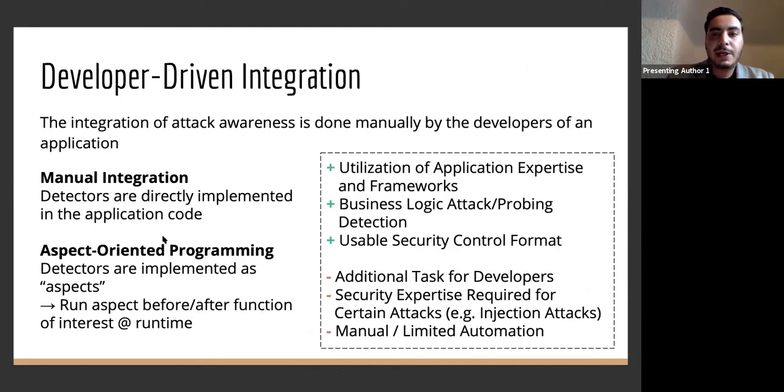To some degree, you can reduce this implementation effort by using programming styles like aspect-oriented programming. The idea is that you summarize the detection logic in its own unit, which is referred to as an aspect. And then you as a developer would specify at which part of the application you want to run this aspect and at which execution time you want to run it. So you can say, for example, a detector is supposed to only run before a certain method is executed or after that. And this is happening at runtime.